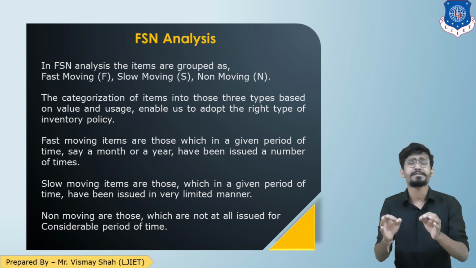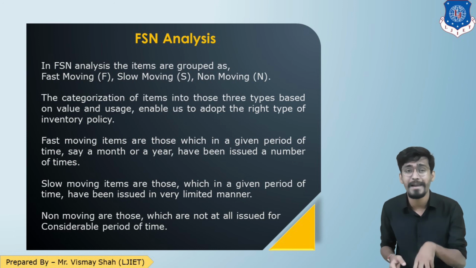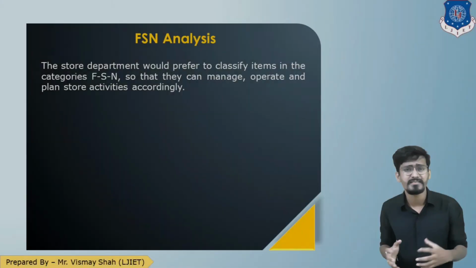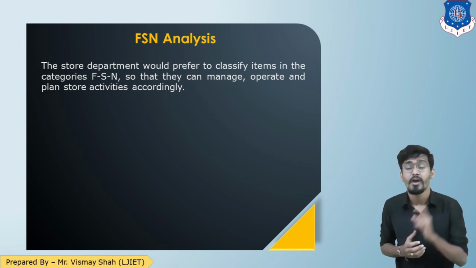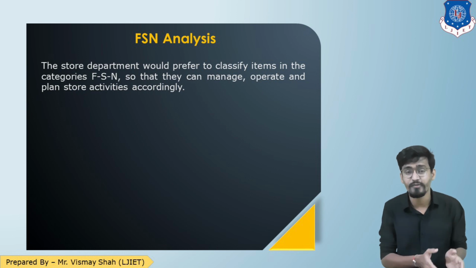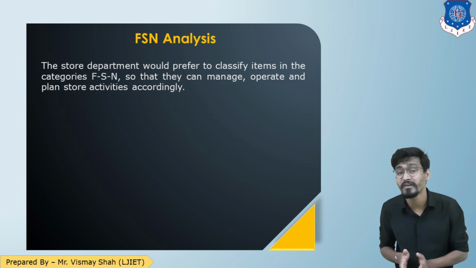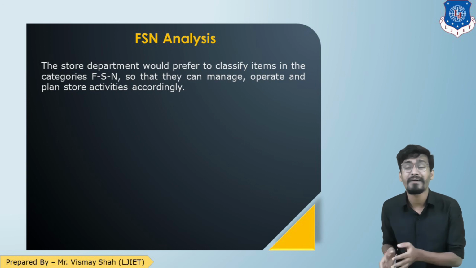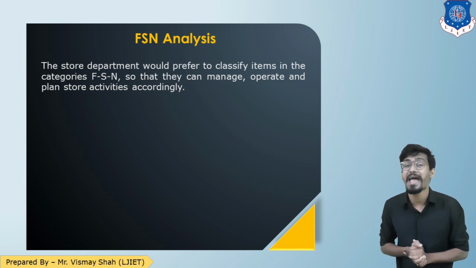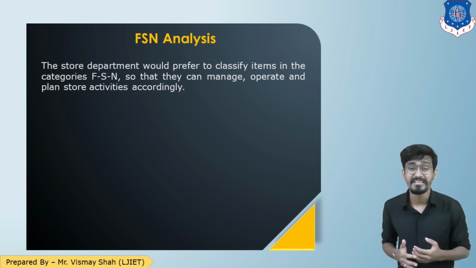Alright. So this is one of the easiest methods to classify and one of the easiest methods to employ by the store in charge. If the store person classifies the materials as fast, slow and non-moving, he can have the idea that this much of the material is fast moving, so I need to keep a certain stock. This much is slow moving, so I keep an average stock, and this much is non-moving, so I don't have to waste money purchasing extra stock of them. Alright, so fast, slow and non-moving.